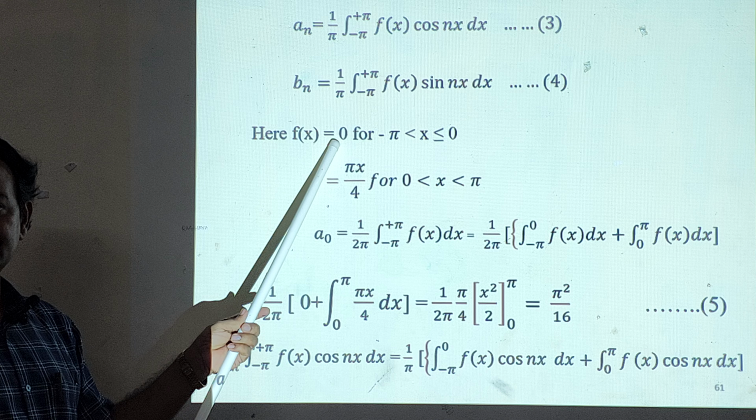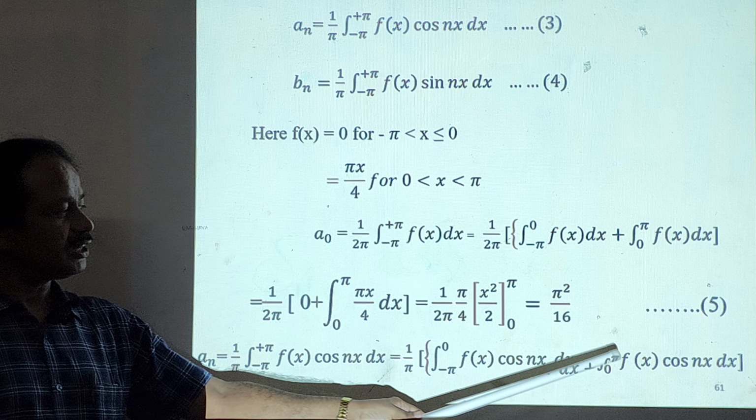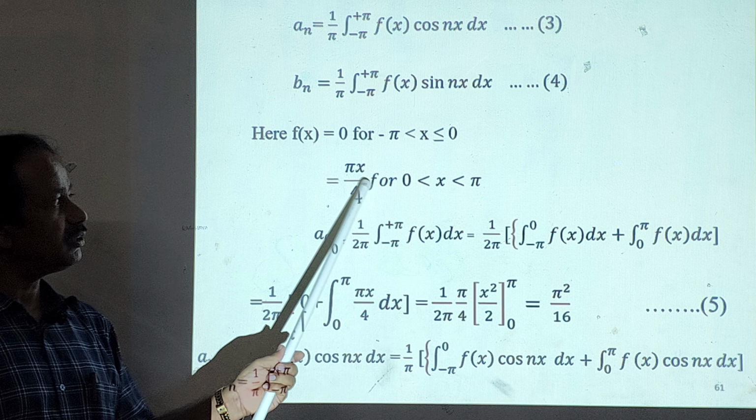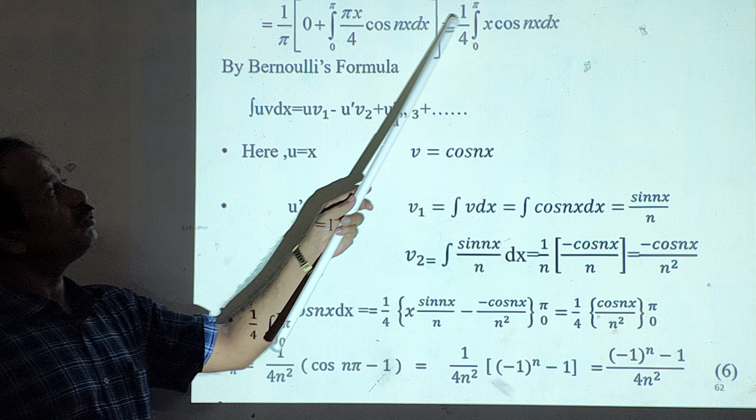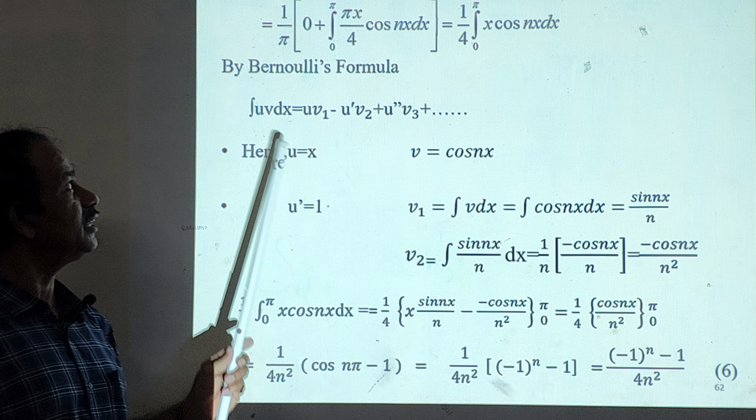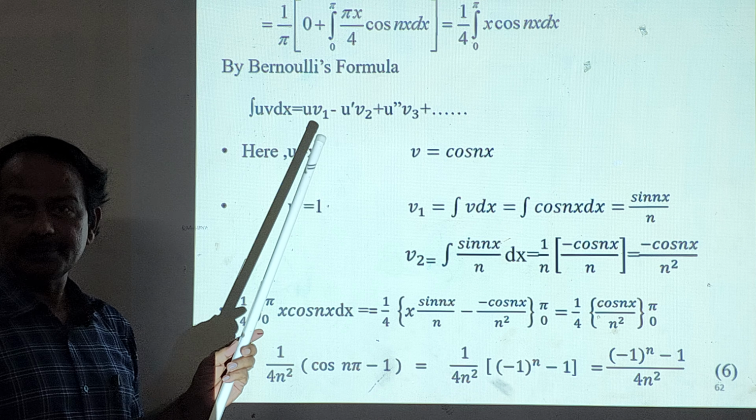An is given as 1 by pi, integral from minus pi to plus pi of f of x cos nx dx. Separating the limit, we can have separate terms. Minus pi to 0 is one term, and 0 to pi is the other term. So this term becomes 0 because f of x equal to 0 in this limit. And what about f of x here? Your f of x will be pi x by 4. So we have 1 by 4, integral of x cos nx dx, using Bernoulli's formula.